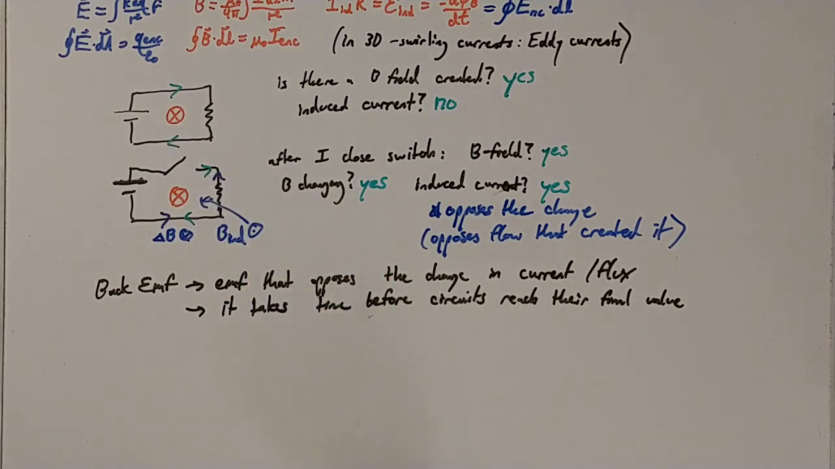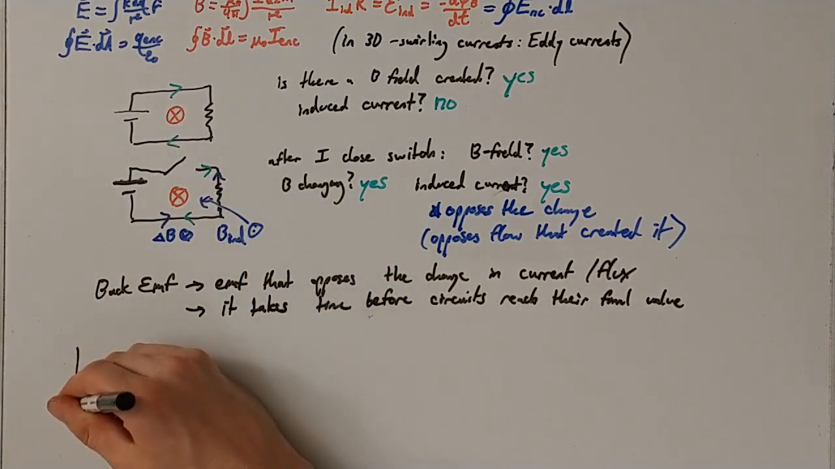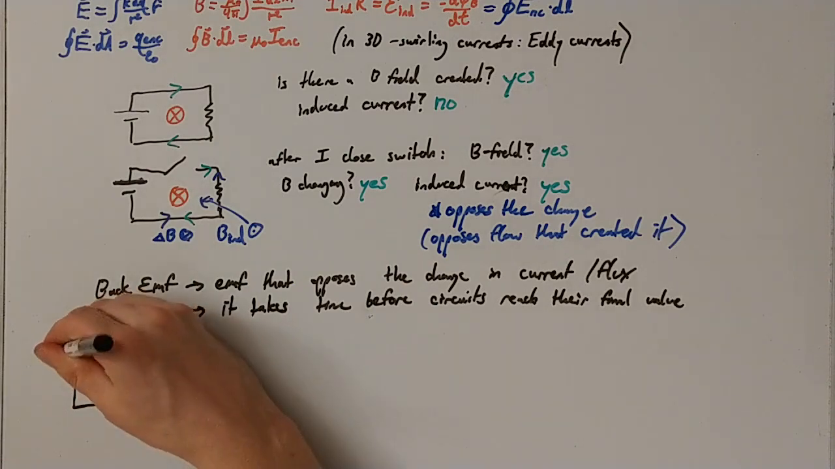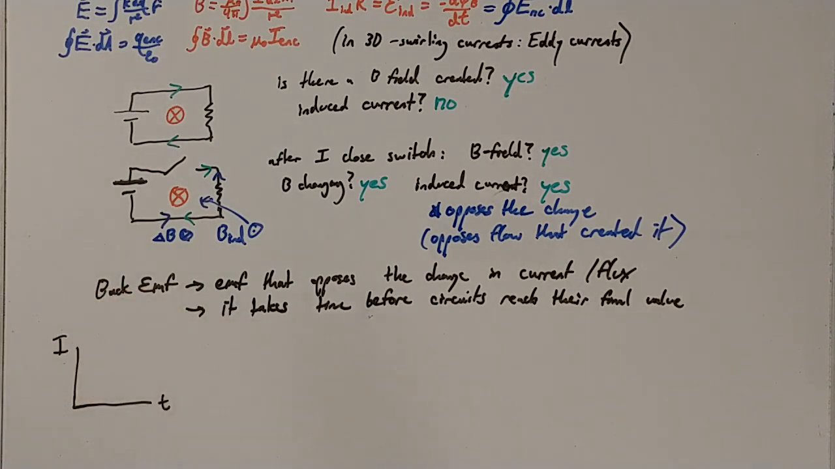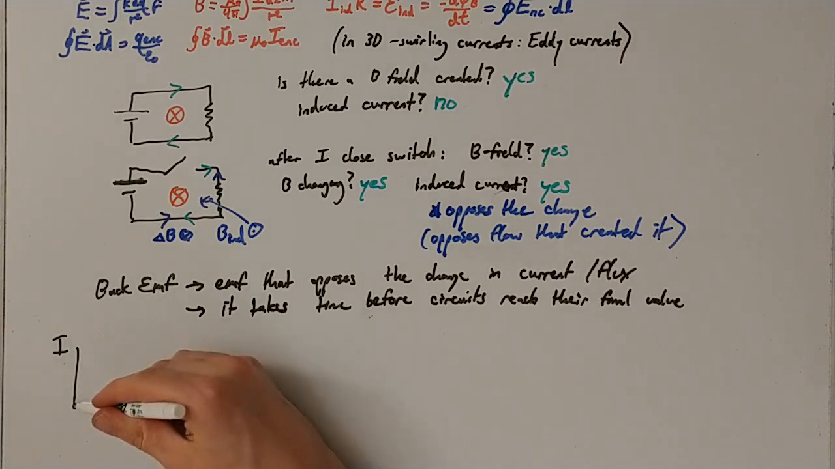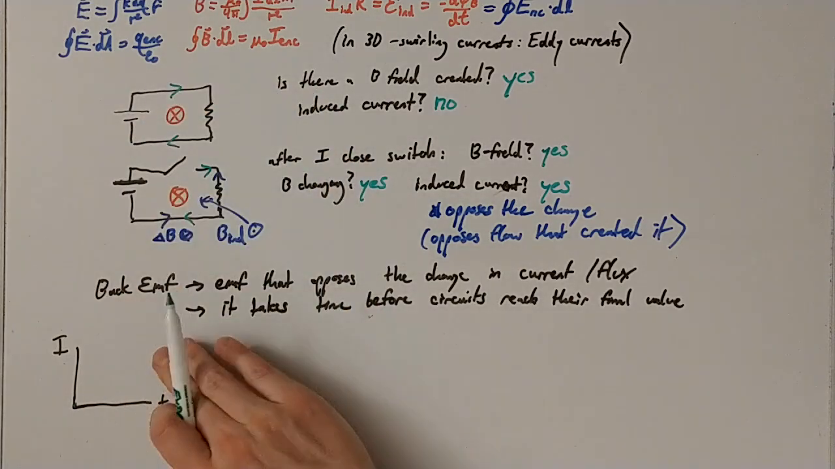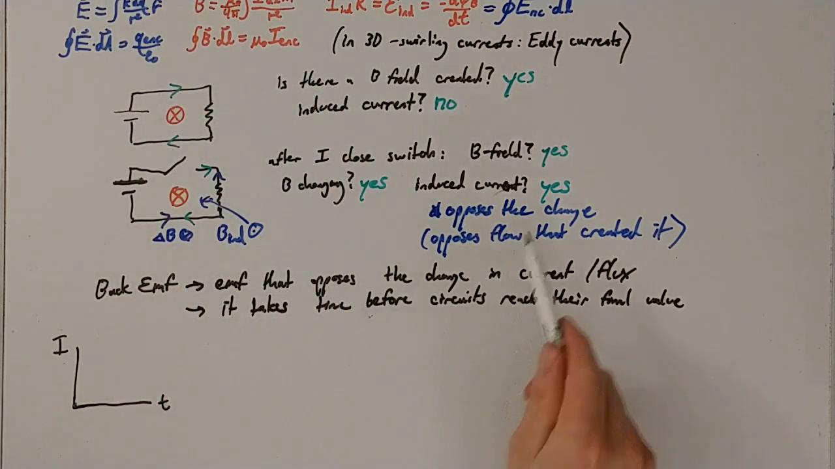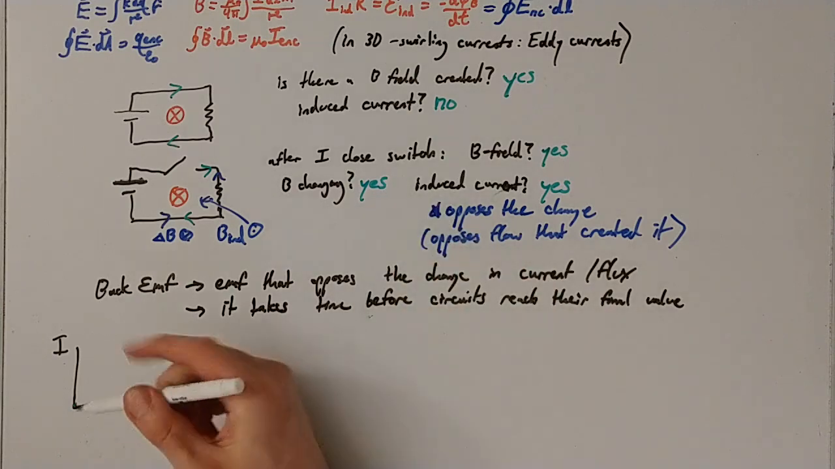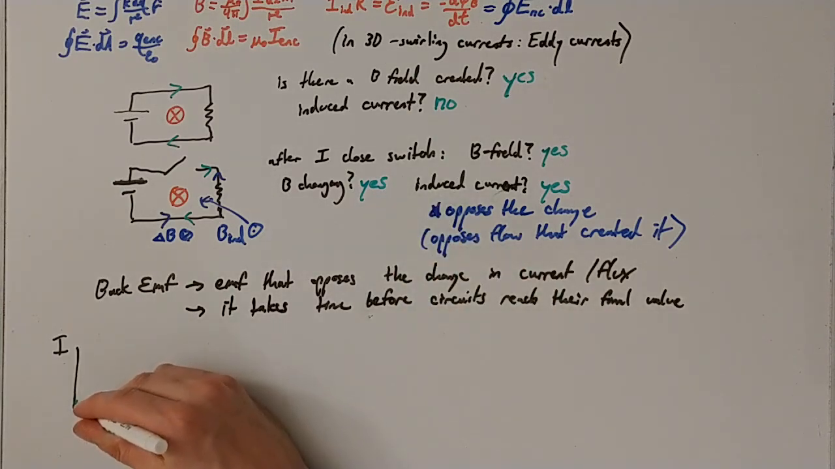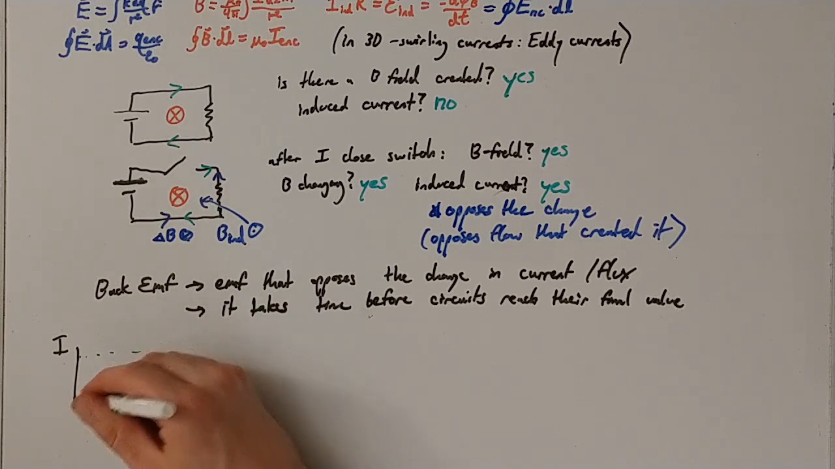Basically, what's happening with the back EMF is this: if we make a plot of time versus current, before I close the switch I have 0 current. You might think that when I close the switch, boom, I'm up to full current. That was our model of current before. But what this says is that we actually have some opposition to getting that current going. When I close the switch, it's not going to jump right up to its top level. It's going to have some opposition, and so it takes some time.